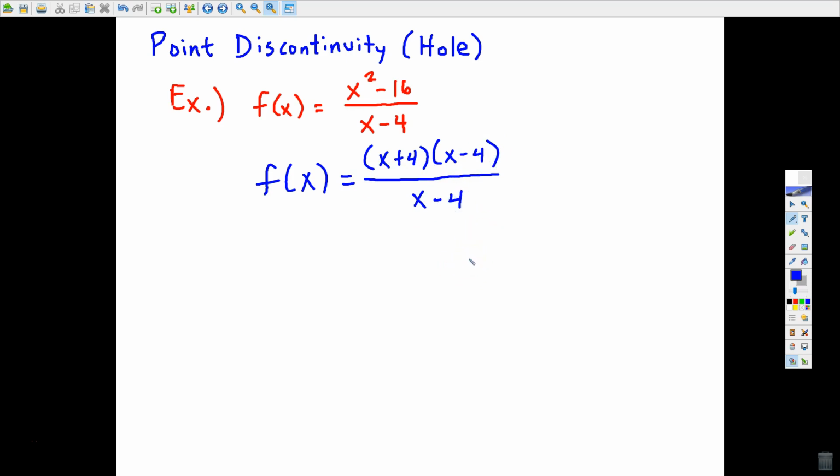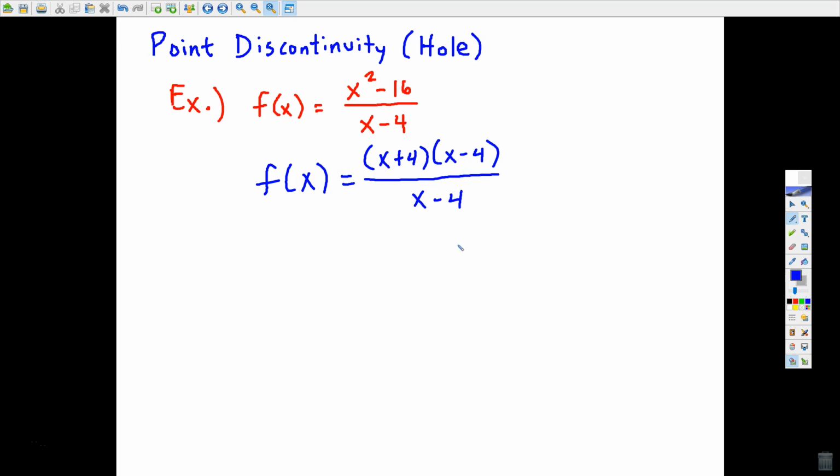Here is how you will know if a hole in a graph exists. We're used to starting with the denominator to see if we have a vertical asymptote, and a vertical asymptote is a number that causes 0 in the denominator when we plug it in for x. So what is that number that causes 0 in the denominator? 4. Do you notice that that same number 4 also causes the numerator to become 0?